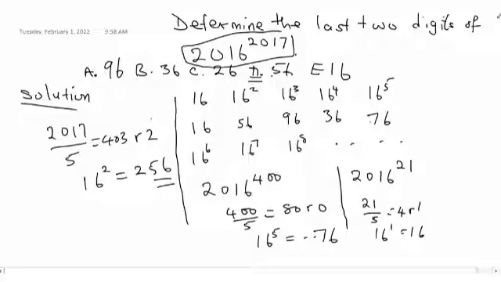So you can try this out. Now, find the last two digits of 16 raised to 34 and find the last two digits of 2016 raised to 75. So you can use the principle I have outlined here to answer it.